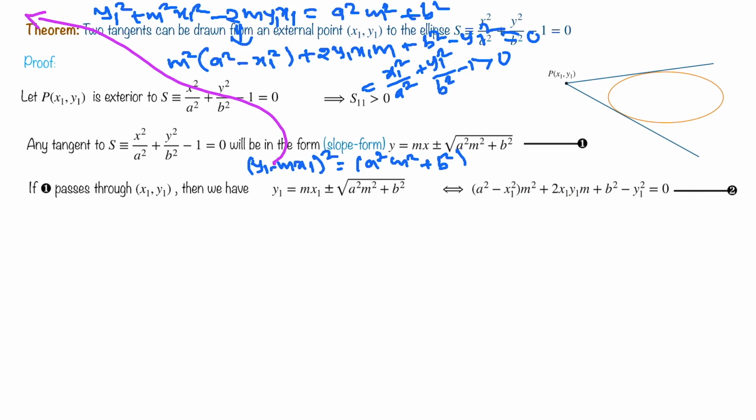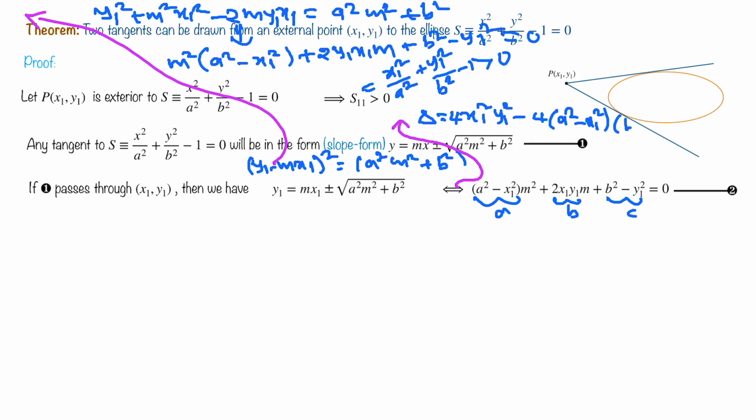Okay, so let me call it 2. Let us have a look at the discriminant of 2 so that we can talk about its roots. The discriminant delta equals b square minus 4ac, right? So this is like a b, this is like a c, this is like a, so b square is going to be 4 x1 square y1 square minus 4 a, that is a square minus x1 square, c, that is b square minus y1 square.